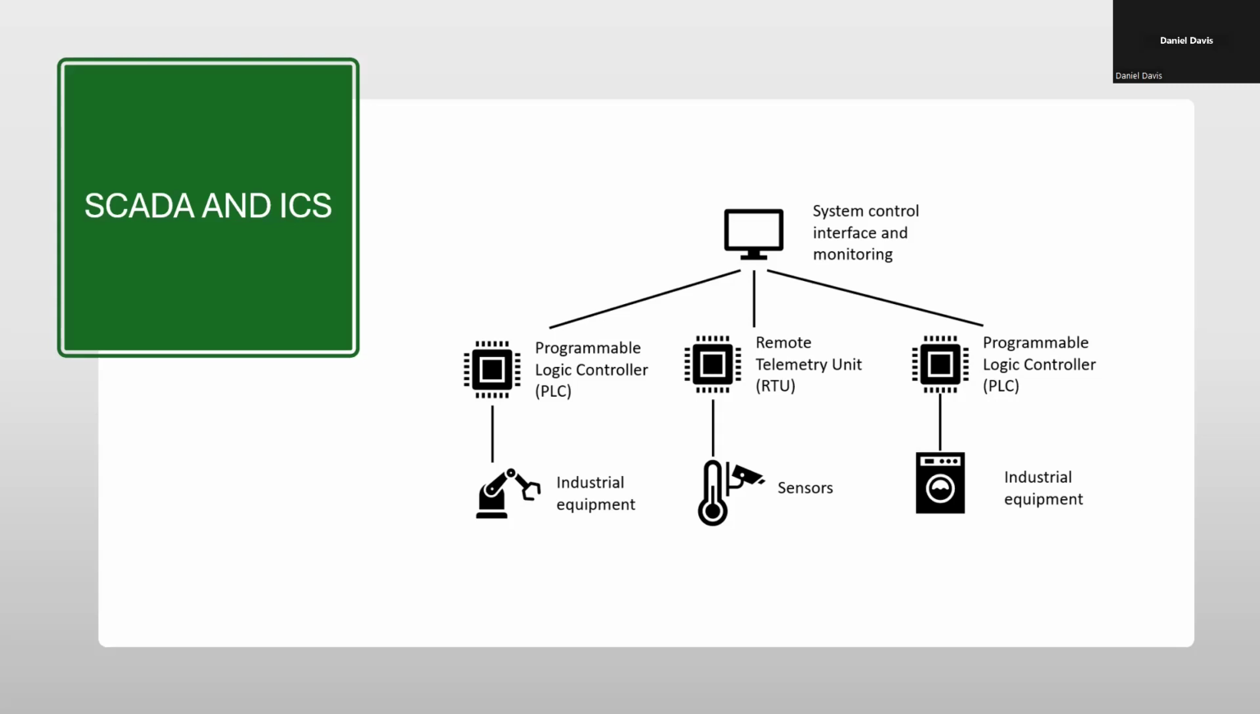SCADA and ICS. ICS stands for Industrial Control System. It's a broad term for systems used in industrial automation. SCADA, Supervisory Control and Data Acquisition. Specialized architecture used in complex industrial processes and infrastructure management such as power and water distribution.